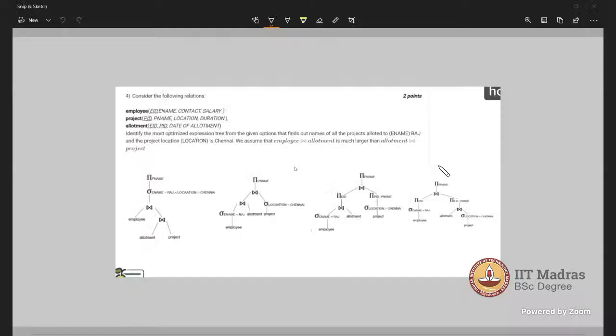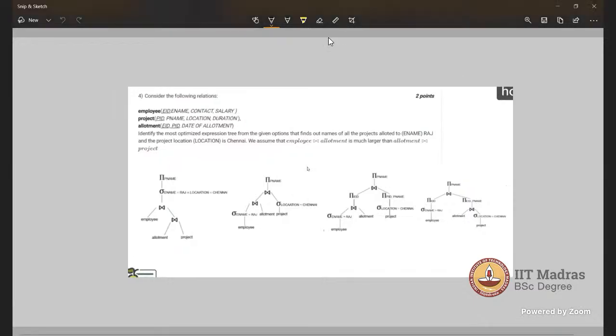Yeah, Abhishek, you can carry on. So then we have to see which diagram is doing a natural join between allotment and project rather than employee and allotment. We can see that in the first diagram, allotment and project is naturally joined. And in the fourth diagram, it is also naturally joined.